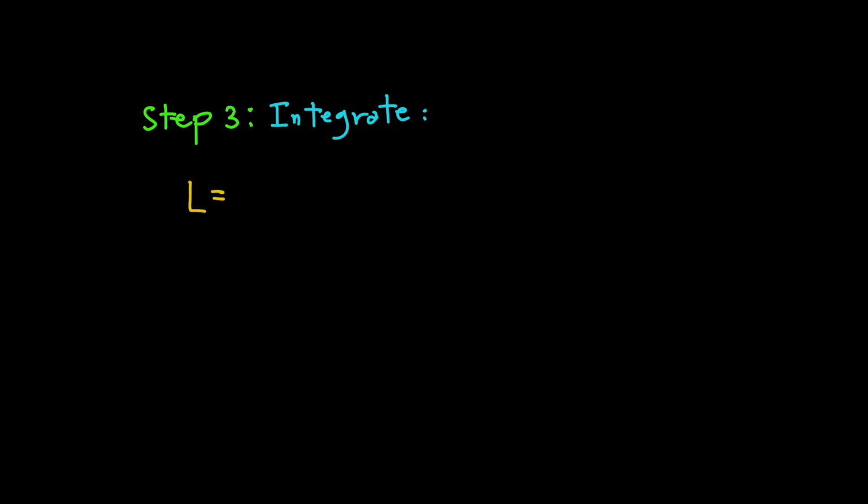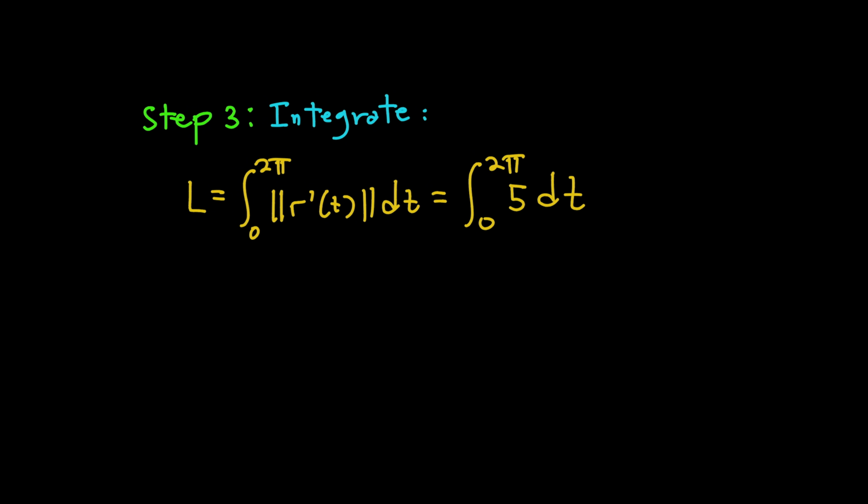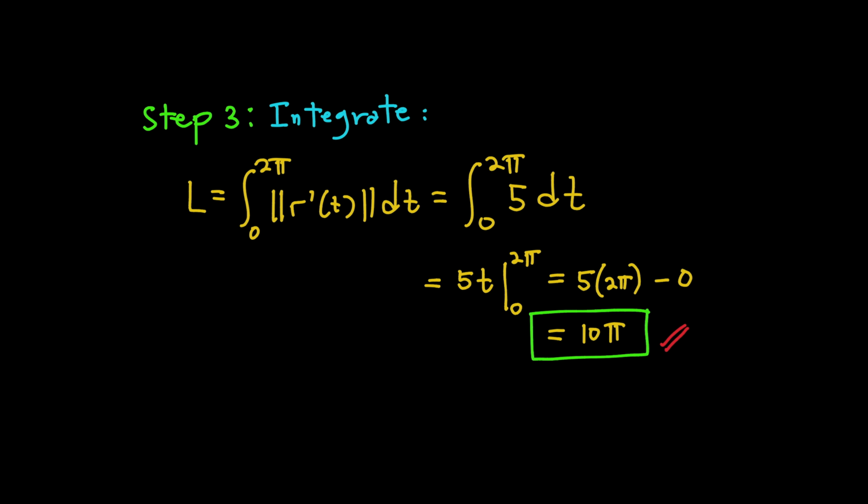Now for the final step, step 3, which is to integrate. So here we have the formula for L, which is from t equals 0 to t equals 2 pi. So that's our a and b. And then we have the magnitude of r prime of t dt. Based on our previous calculation, this one is equal to 5. So this simplifies to the integral from 0 to 2 pi of 5 dt. In integration, this is equal to 5t, which is evaluated from 0 to 2 pi. So if you simplify this one, this gives you 5 times 2 pi minus 5 times 0. So this one gives you 0. And hence, we have your answer equal to 10 pi. So that's the arc length of the curve from t equals 0 to t equals 2 pi.